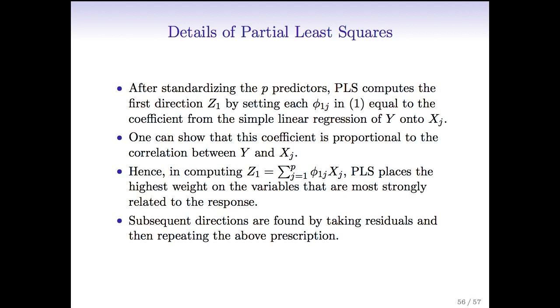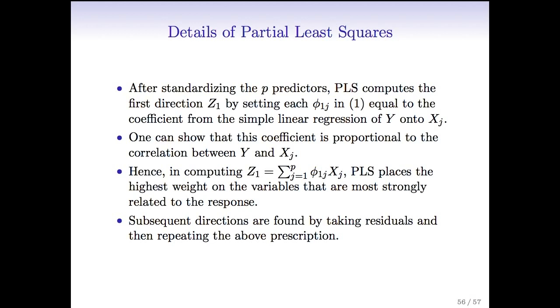So the idea behind partial least squares is we get the first direction of partial least squares by doing a regression of y onto x1. That gives us phi 1,1. We do a regression of y onto x2. That gives us phi 1,2, and so on until we do a regression of y onto xp, and that gives us phi 1p. And so, in fact, the first partial least squares direction that we get, z1, is really proportional to the correlation between y and the data matrix x.